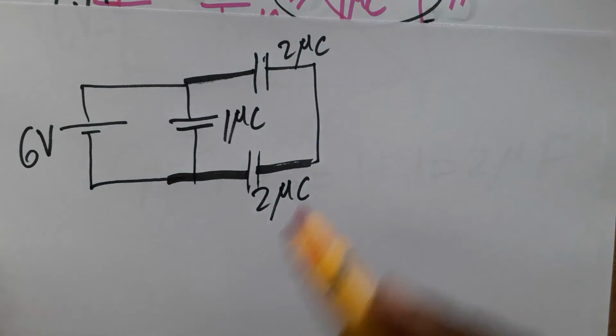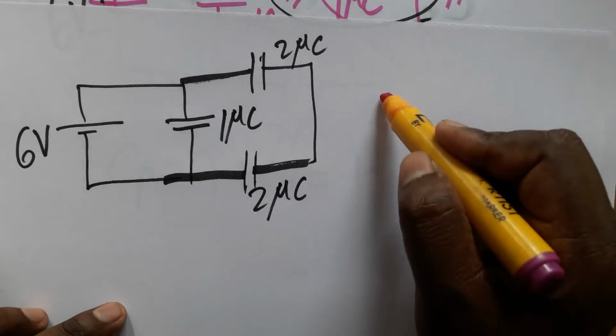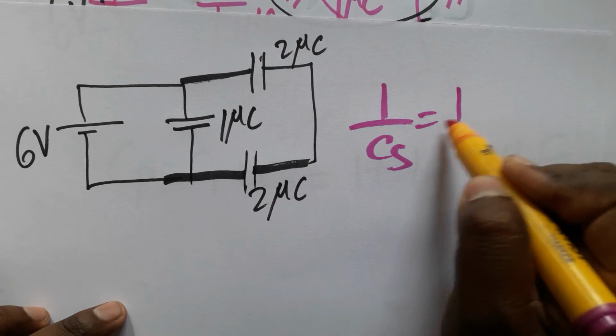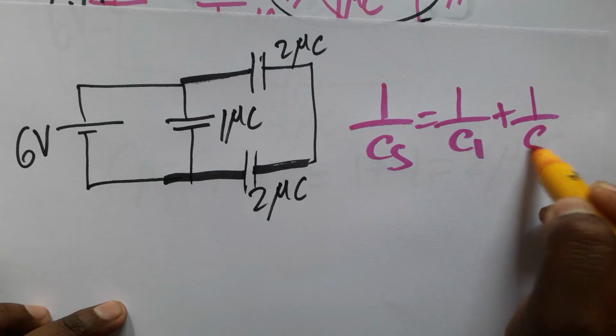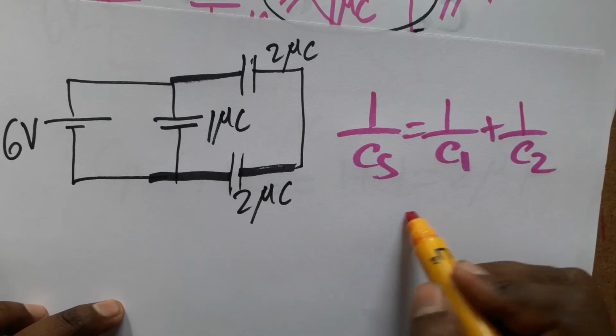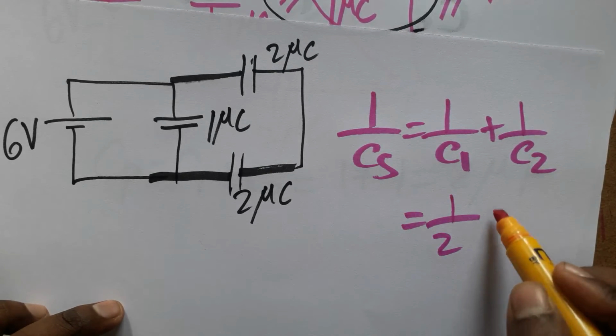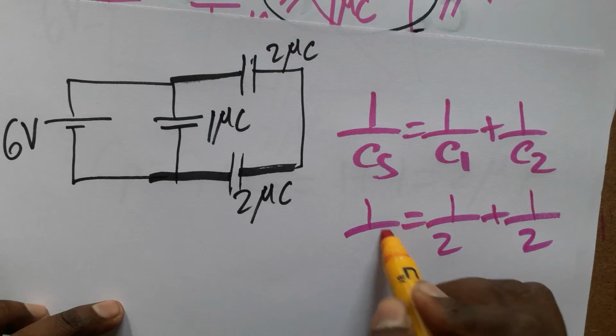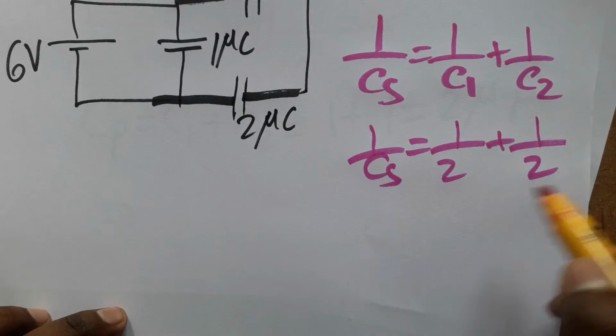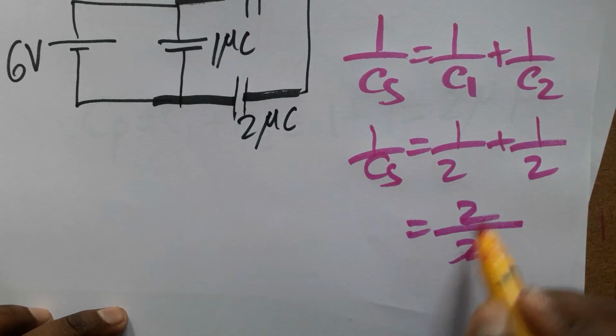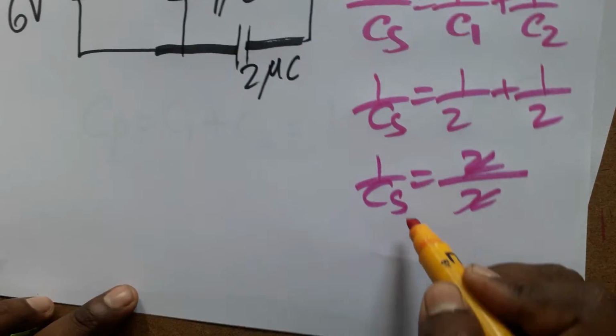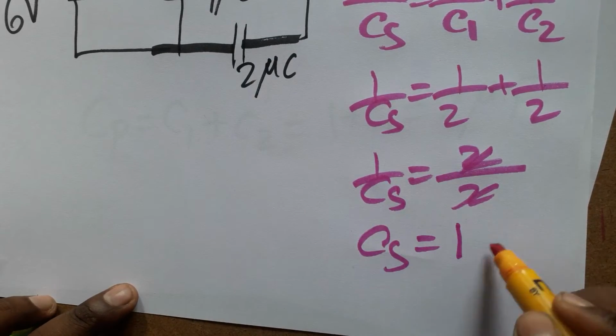Okay, so these two are in series, so for series, 1 by Cs is equal to 1 by C1 plus 1 by C2. That is, 1 by 2 microfarad plus 1 by 2 microfarad, so 1 by Cs is 2 divided by 2, which gives 1 divided by Cs. Now Cs is equal to 1 microfarad.